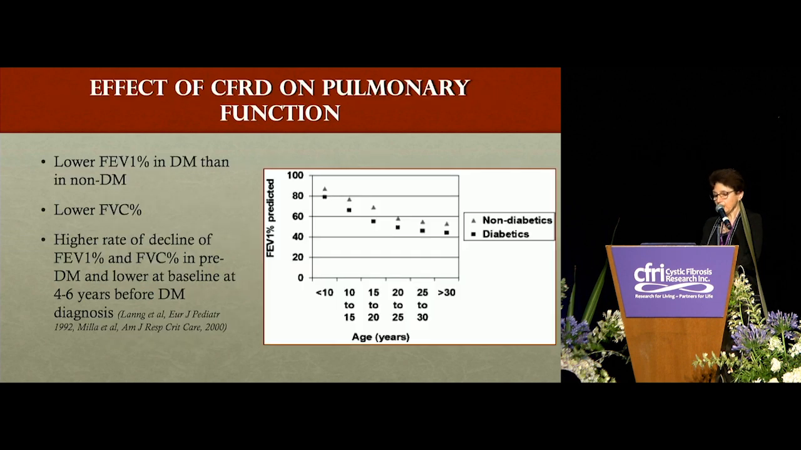What is the effect of CFRD on pulmonary function? It has been shown that there is a lower FEV1 in individuals with CF who have diabetes than in those without. There is also a lower percent of forced vital capacity. There is a higher rate of decline of both FEV1 and FVC, starting even with pre-diabetes, and they are lower at baseline, even before diabetes is diagnosed. You can see at all time points on the graph, non-diabetes had higher forced expiratory volume compared to individuals who had diabetes.